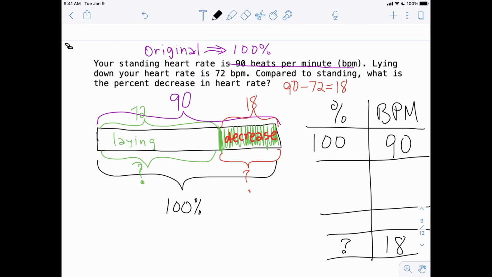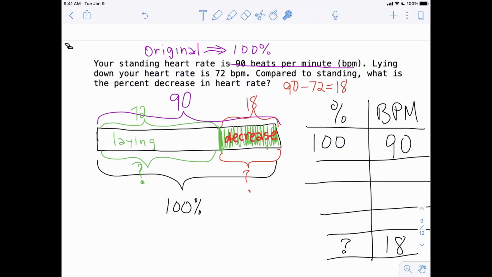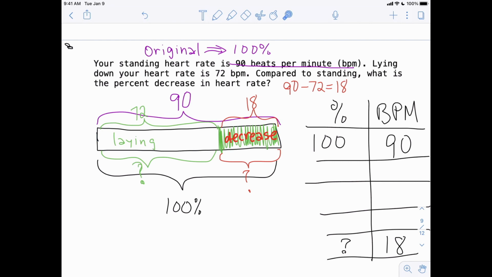And we can have any number of equivalent ratios in between there, couldn't we? And so now we're just going to think of a series of equivalent ratios. Basically, we've done the work. The hardest part of the work is to visualize the story. What is the story? 90 was the whole. It decreased to 72, which means it decreased by 18. Now we have to convert this into a percent.